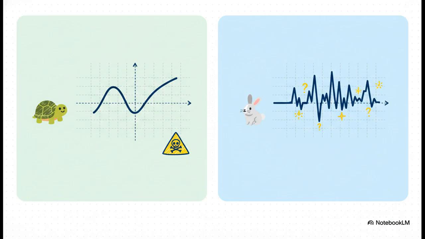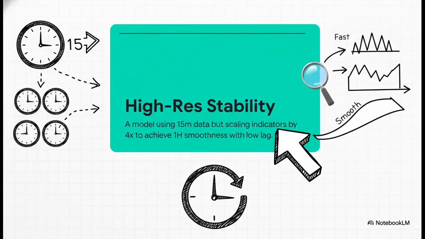By the time they signal a crash, it might have already happened. On the other hand, if you use a really low time frame, like 15-minute data, you're super responsive, but your data is just full of random noise that can make your algorithm panic over nothing. The way Venus Radar solves this is with a pretty elegant concept called high-res stability. The whole idea is to get the best of both worlds.